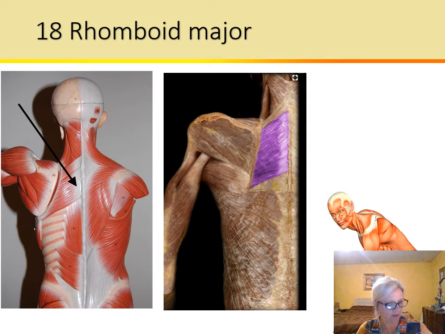All right, so we have the greater rhombus, and a rhombus is an equilateral parallelogram. And this retracts, elevates, and rotates the scapula inferiorly, and you will see we also have a rhomboid minor. So of course major is going to be the larger one.